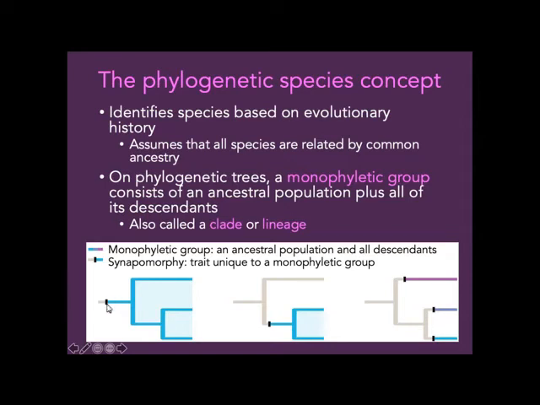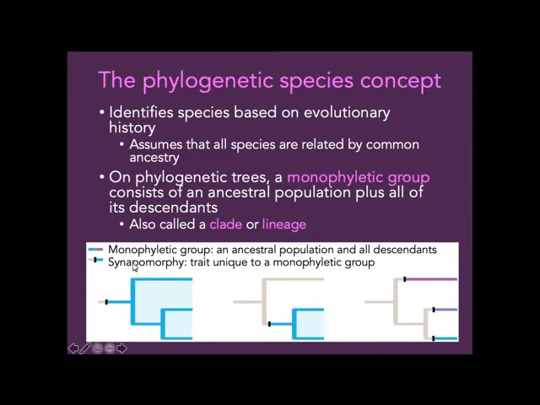So if this is the ancestral population, these are all of its descendants, right? If this is the ancestral population, these are all of its descendants. This could be an ancestral population and these are its descendants, or this could be an ancestral population and these are its descendants, or this one over here, okay? All right, so far so good.